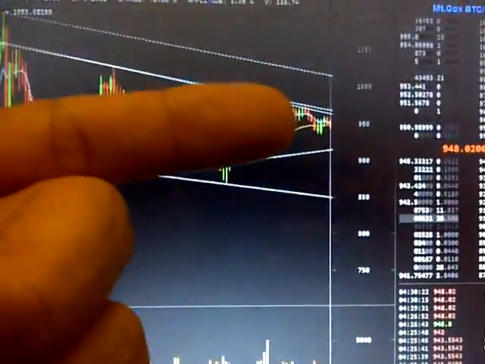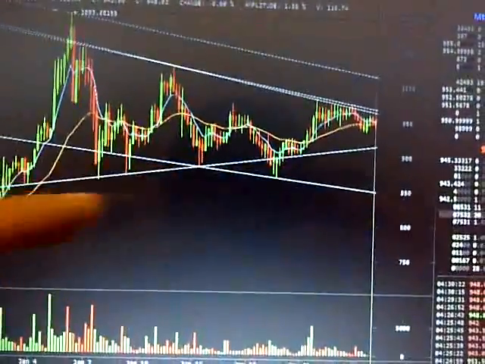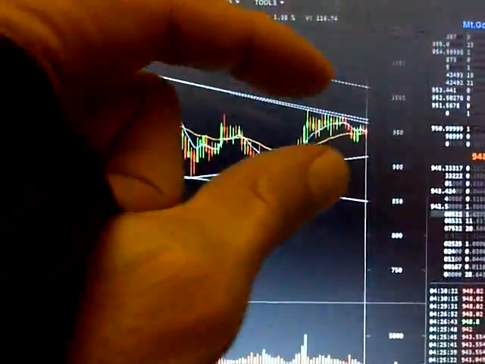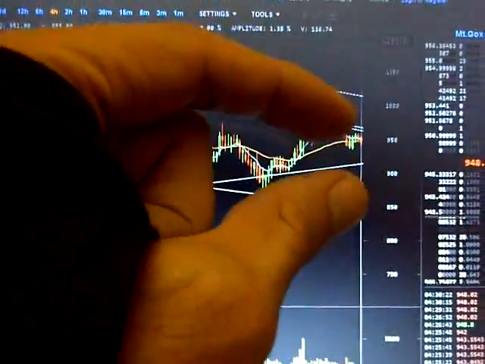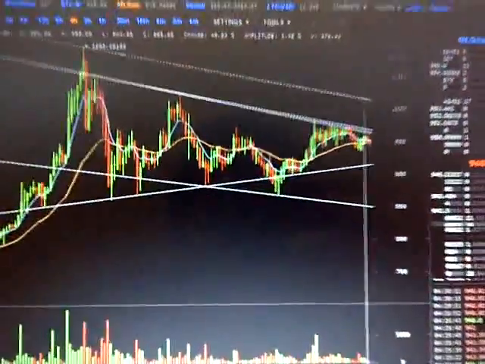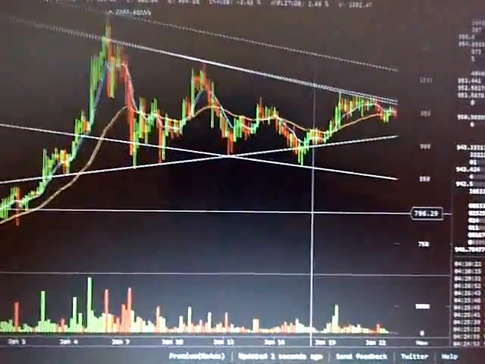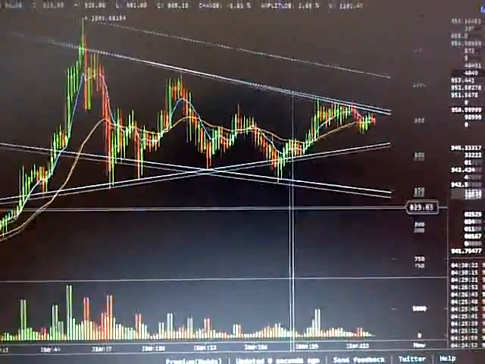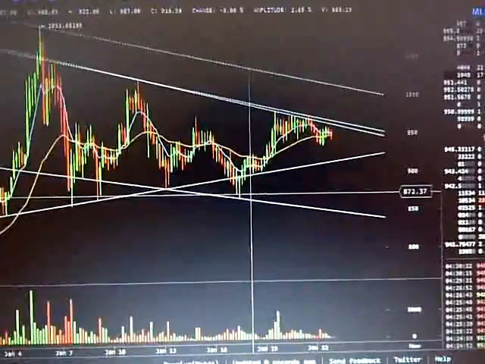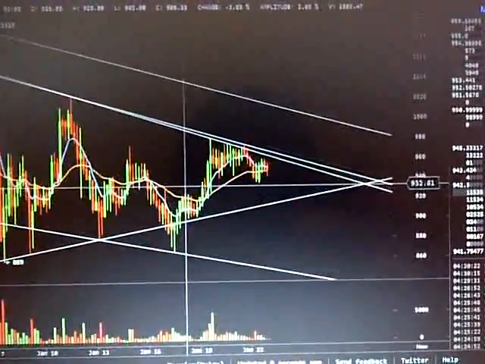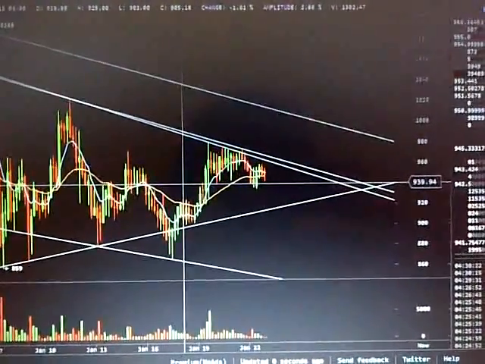If it doesn't, and you'll see this is the supporting line, so it's really getting squeezed. It's gotta break down or break up. And I'll show you something you can do with Bitcoin Wisdom, all right, is you can actually move and slide this, so you can kind of get an idea where and when it might break up.